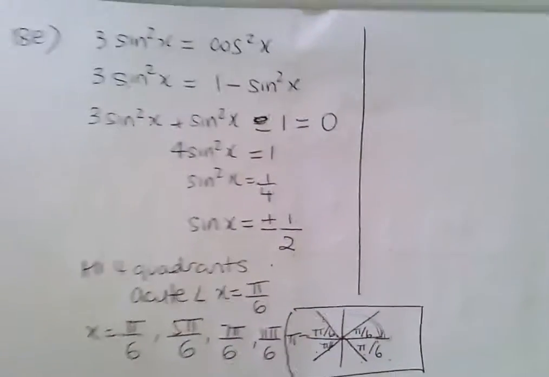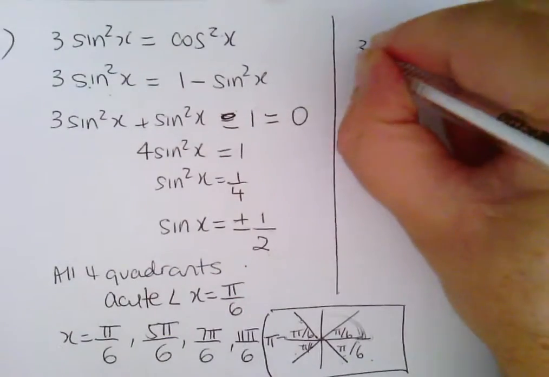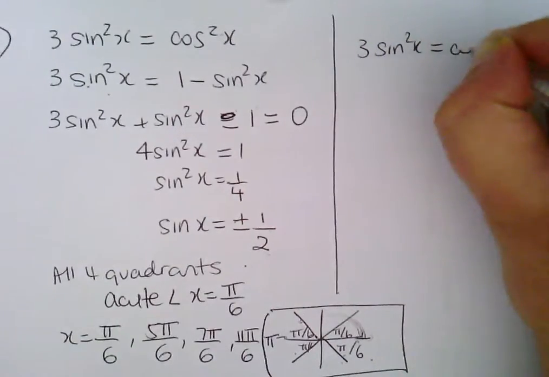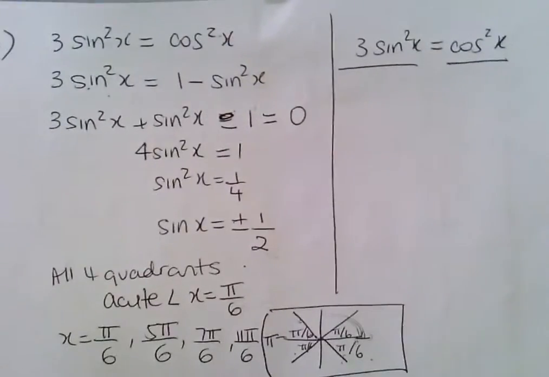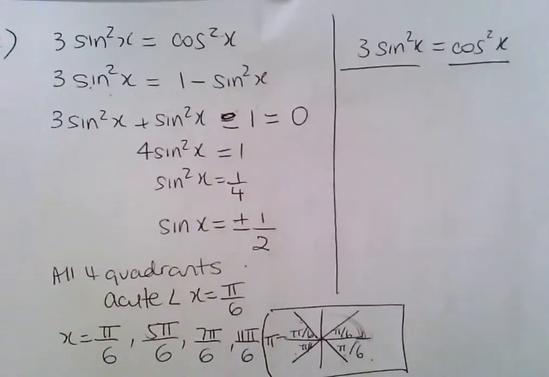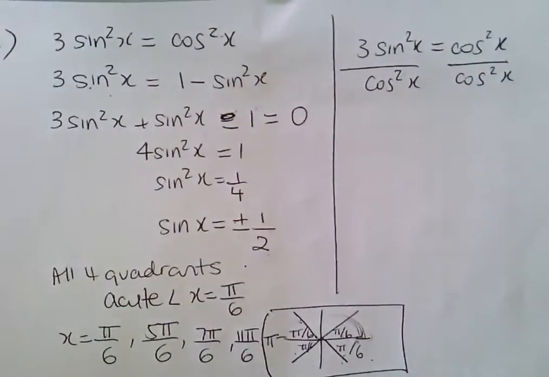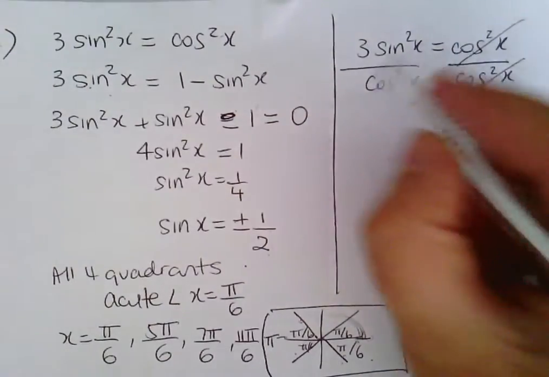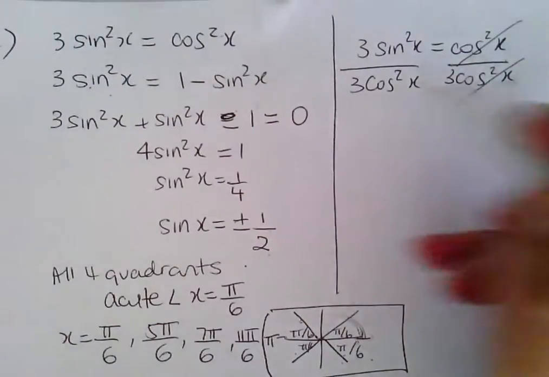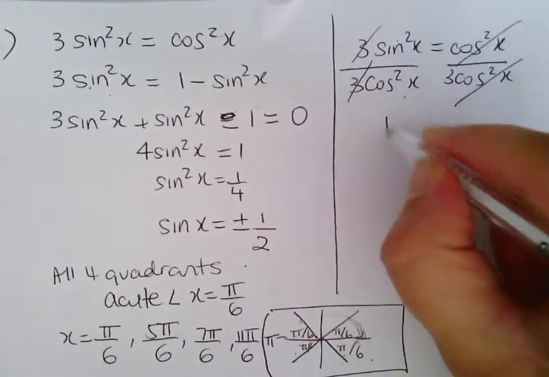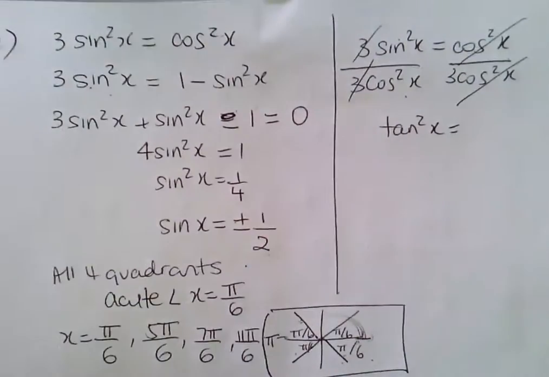All right? Now, the other way of doing it: did anyone try dividing by cos squared x? I'm going to. So 3 sine squared x equals cos squared x. Often when you see sine and cos, cos squared, 1 minus sine squared is good. But let's say I did divide both sides by cos squared x. They would cancel. I'm going to divide by 3 as well. Sine squared x on cos squared x is tan squared x, which is a third.